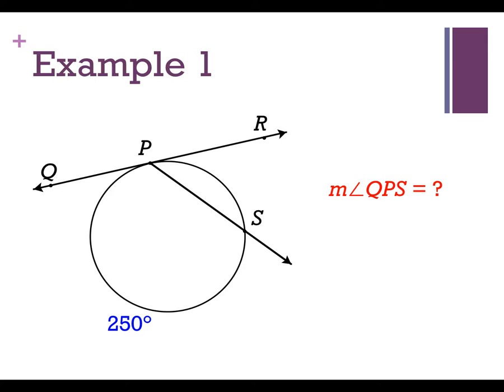So first things first, I should have put another point over here. So let's say there's a point K over on that arc. If arc PKS is 250, how big is arc PS? 110. Good, because they both have to add up to be 360. Therefore, how big is angle RPS? That's half of 110, 55. Good, because it's half of the arc measure.